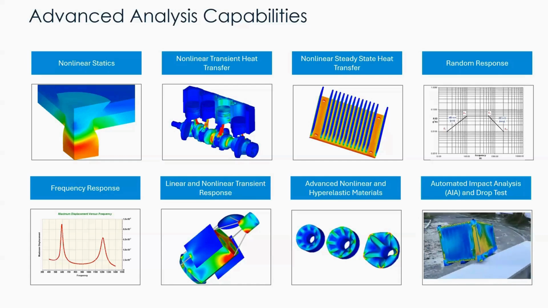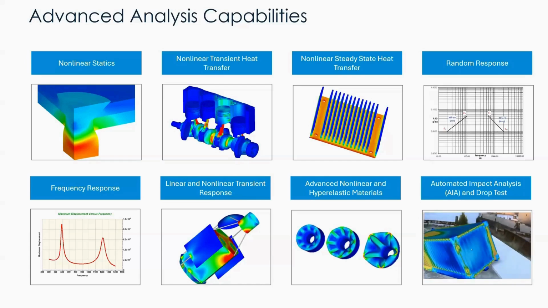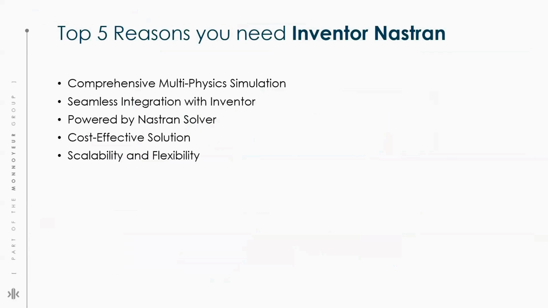So there are so many advanced simulations available in the software. Yeah. So here are the top 5 reasons you need Inventor Nastran, like comprehensive multi-physics simulations. Autodesk Inventor Nastran supports a wide range of simulation types, including linear and non-linear stress, thermal analysis, fatigue analysis, and dynamic simulations. This versatility allows engineers to solve complex real-world problems within a single platform.